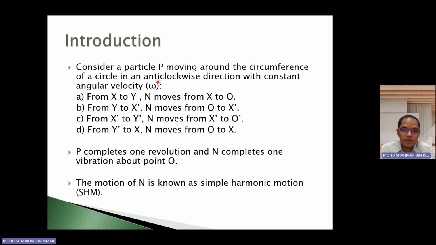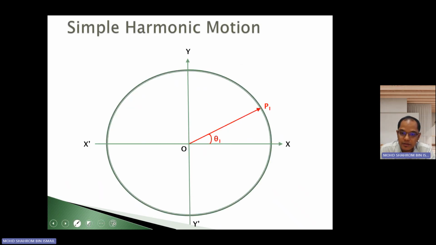Let's say we have a circle. P moves from X to Y, and N moves from X to O to 0. In the other case, P goes from Y to X prime, and N moves from 0 to X prime, and so on. As stated here, P completes one revolution and N completes one vibration about point O. The motion of N is known as simple harmonic motion. Either it moves to X prime or Y prime, it doesn't matter.